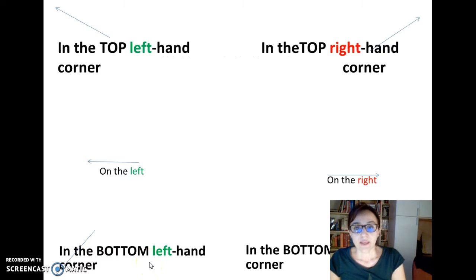Now, to go on talking about the position of the objects, an object can be here in the top left hand corner, or here in the top right hand corner, or even here on the right, or here on the left, or even here in the bottom left hand corner, or even in the bottom right hand corner if the object is here.